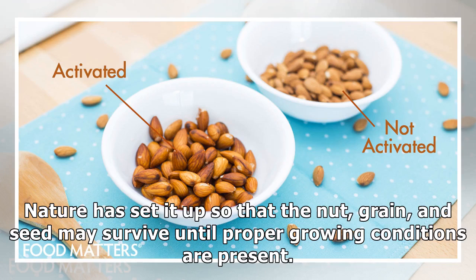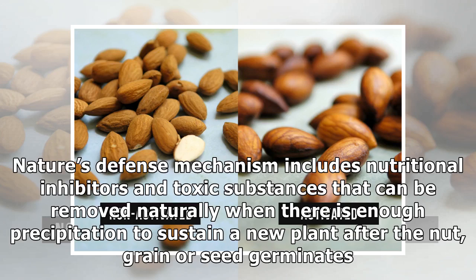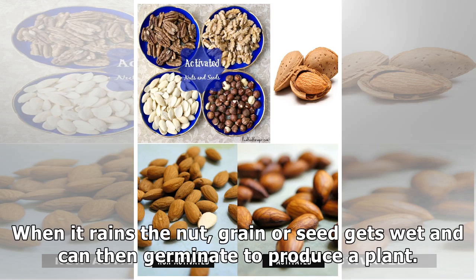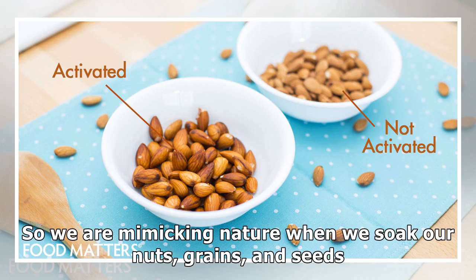Nature has set it up so that the nut, grain, and seed may survive until proper growing conditions are present. Nature's defense mechanism includes nutritional inhibitors and toxic substances that can be removed naturally when there is enough precipitation to sustain a new plant after the nut, grain, or seed germinates. When it rains, the nut, grain, or seed gets wet and can then germinate to produce a plant. So we are mimicking nature when we soak our nuts, grains, and seeds.